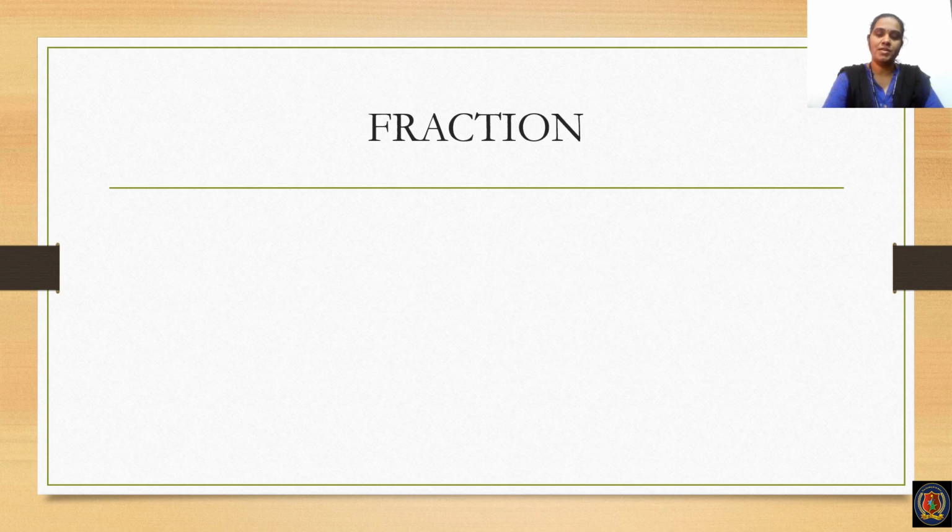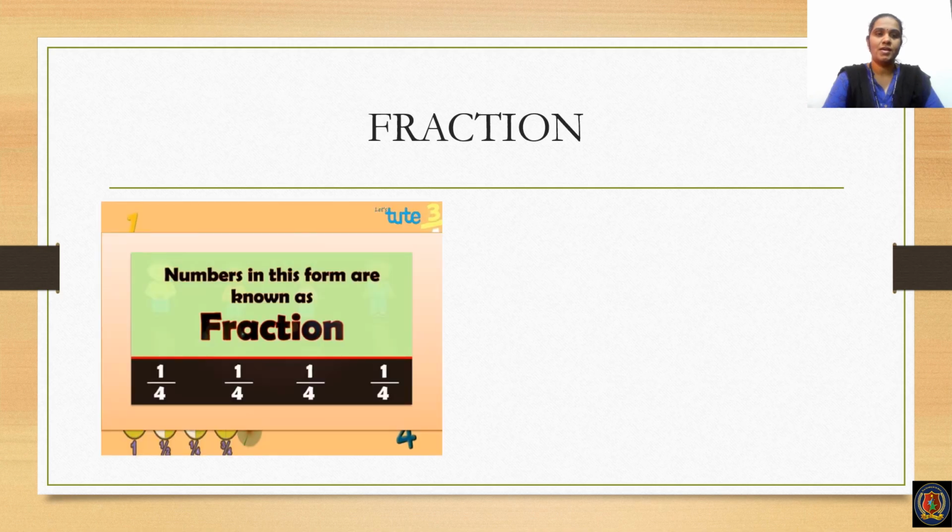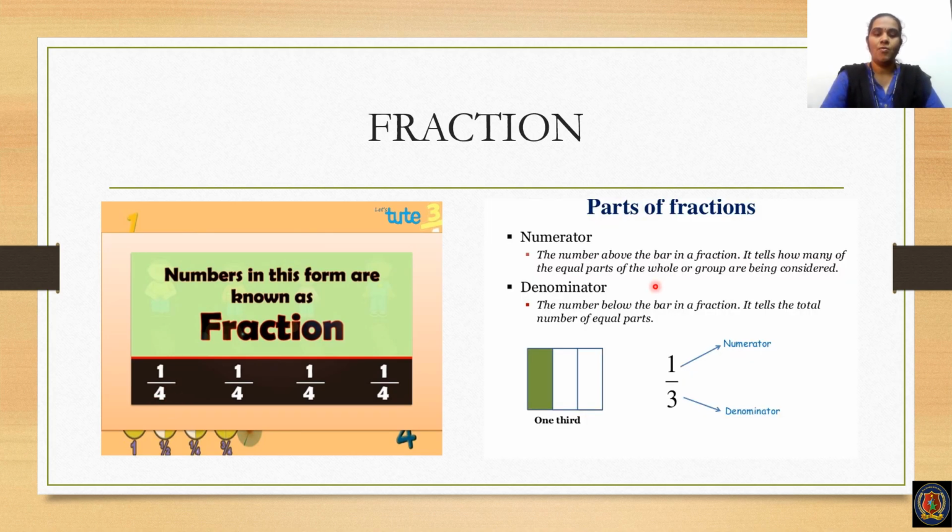We have learned fraction right from class 3. So what are fractions? Any number which is written in this form is called a fraction. That is a number, a small horizontal line and a number below. So this is called a fraction. Fractions are nothing but part of a whole. One whole is divided into equal parts and the fraction represents the part of the whole.